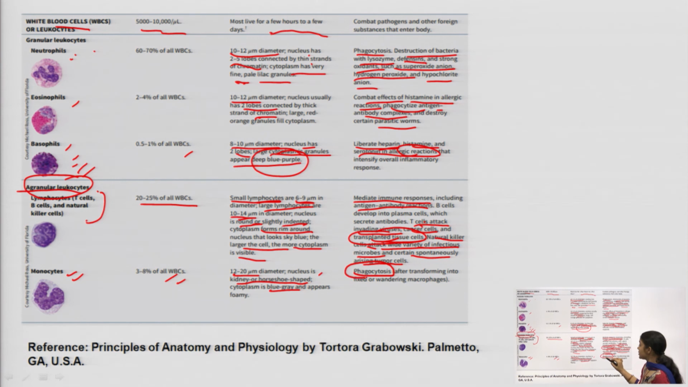Phagocytosis is the main function of your monocytes. Phagocytosis is carried out through your fixed and wandering macrophages.